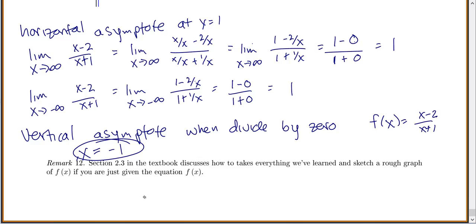And finally, section 2.3 in our textbook discusses how to take everything we've learned and sketch a rough graph of f of x if you're just given the equation f of x. We don't really focus on that partly because you can't actually sketch things in MyMathLab very well. But it's still kind of useful. Read through it, look at it, it will still help reinforce the concepts of what we've already learned.